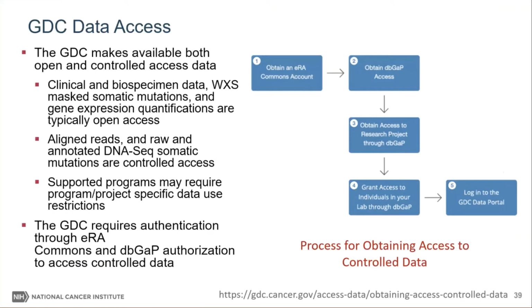The figure on the right shows how the access controls on GDC work. In general, GDC requires and validates user authentication through eRA Commons and dbGaP authorization to access controlled data. Once the users have access to a research project through dbGaP, they can allow users within their group to access the same projects through their dbGaP account.